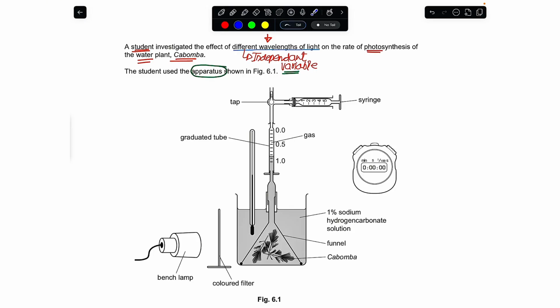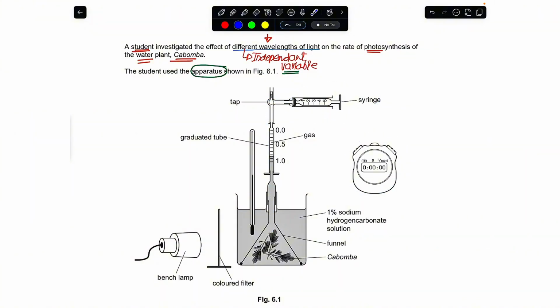Okay. Now moving onward, they also have this funnel, and here they have given you an aquatic plant, and they have added 1% sodium hydrogen carbonate solution, and this acts as the source of the carbon dioxide, so we are keeping it constant. The light intensity we are keeping constant, but the colored filter would be changing the wavelengths of the light. Now the oxygen gas would be released, and it is being collected in a gas syringe. And they have given you a clock here.